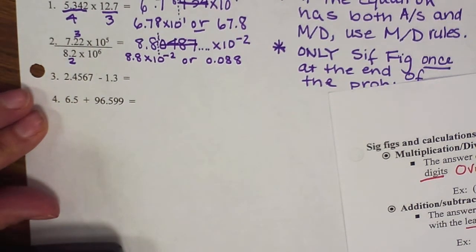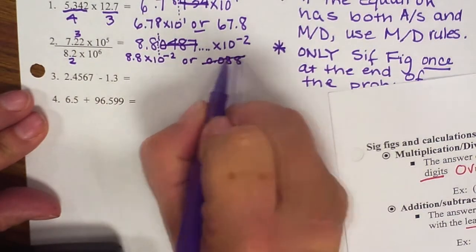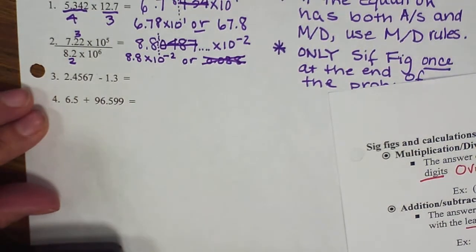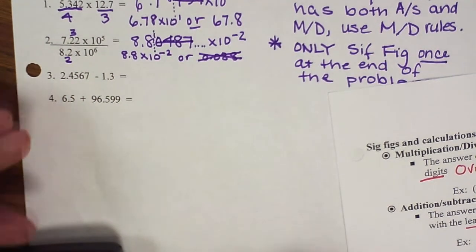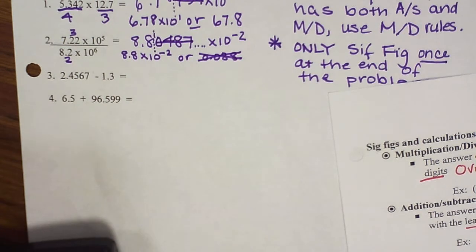0.088? No. Nothing with zeros in front of it. This is not acceptable. Okay? Anything between 1 and 99 is okay. But if it has a 0 in front of it, it must be in scientific notation, okay? Yes. Lily, right?